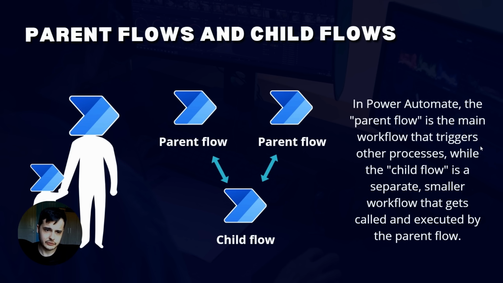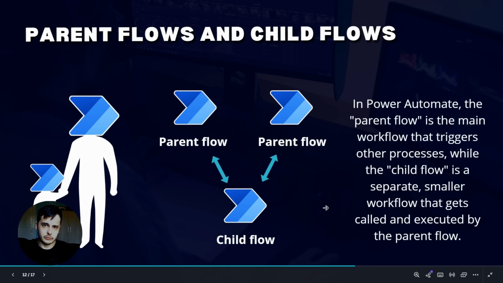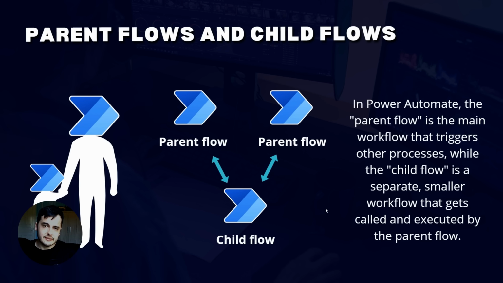We have parent flows and child flows. In Power Automate, the parent flow is the main flow that triggers other flows, other processes, while the child flow is a separate and small workflow that gets called and executed by the parent flow. Basically, we can build one flow that can be triggered from other flows. For example, in this scenario, we are going to build the flow that reads the approvers and concatenates the emails, giving us just that string, that text with all the emails at once. And then we can call it from several flows that we want.